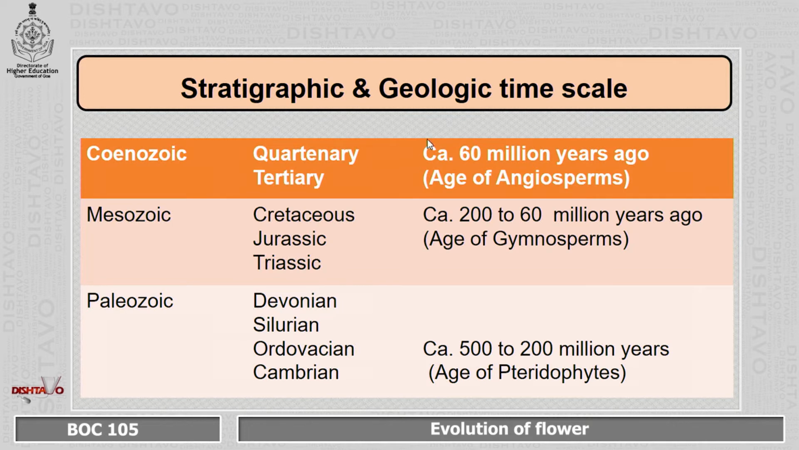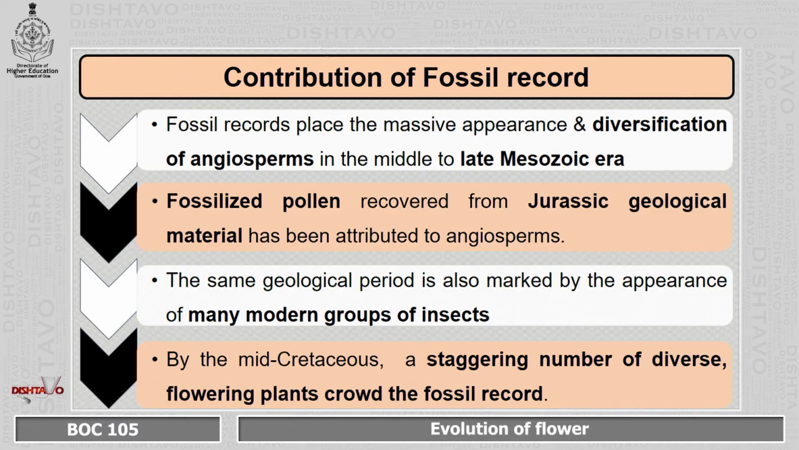Stratigraphic and geological time scale. In this slide, I have shown the 3 different eras which refer to the age of different plant taxa. For example, the Mesozoic era, which was around 60 million to 200 million years ago, is referred to as the age of the gymnosperm, whereas the Cenozoic, which is around 60 million years ago, is referred to as the age of angiosperms. Now, coming to the contribution of fossil record.